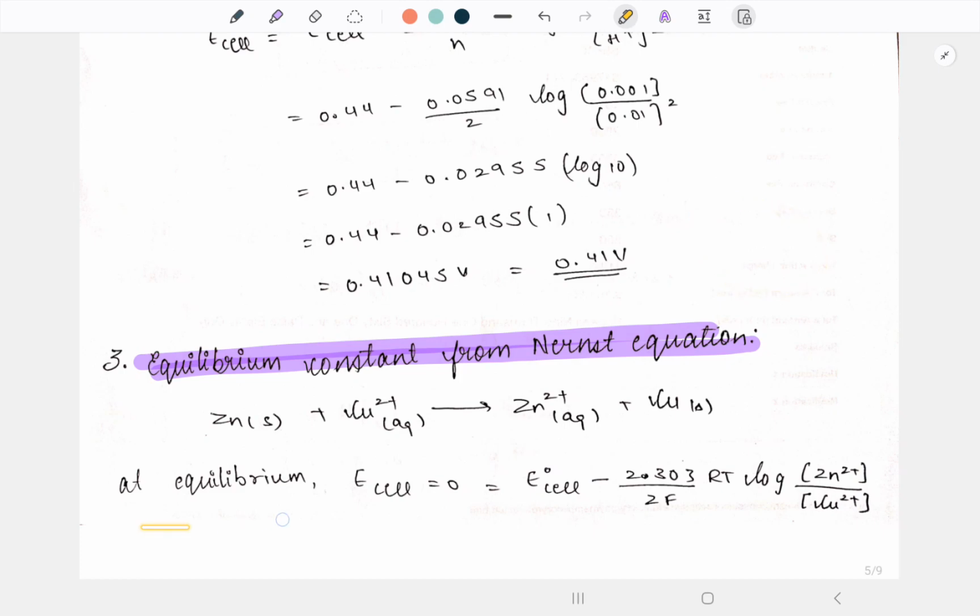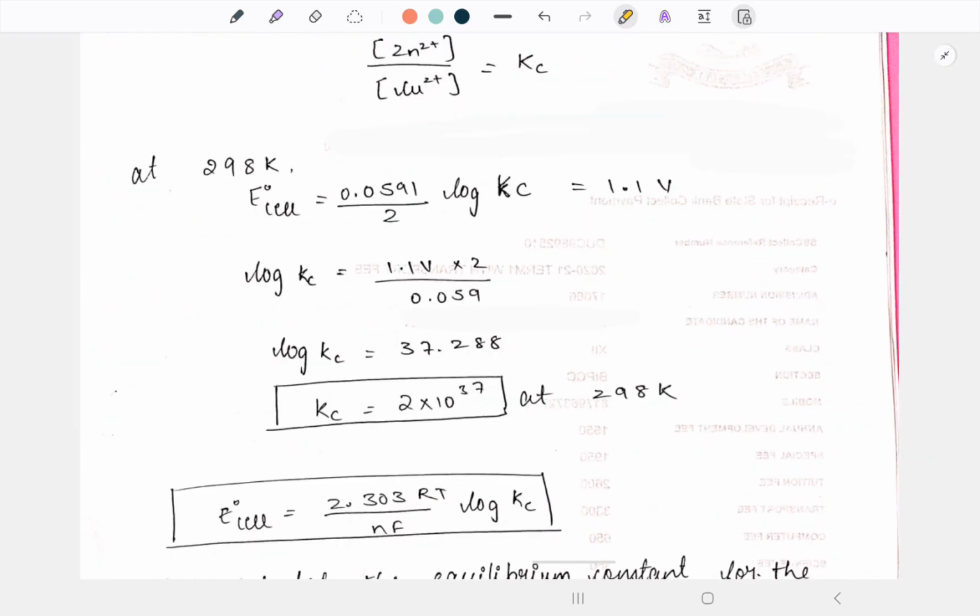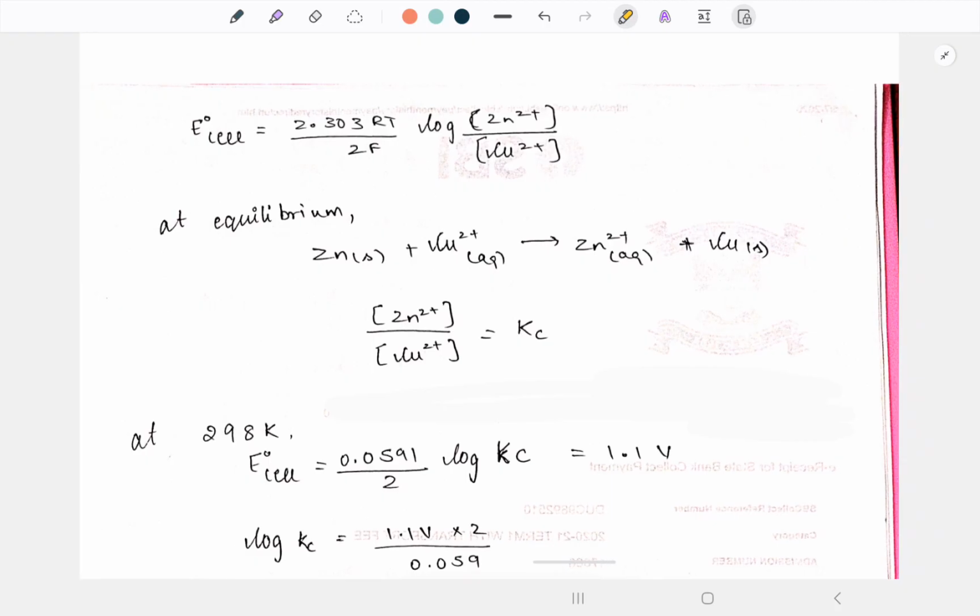So you can understand that at equilibrium the E cell is equal to 0, and so our Nernst equation can be equated to this, and when we bring the E0 cell to this side, we get the equation as follows. That is, E0 cell is equal to 2.303 RT by 2F log [Zn2+]/[Cu2+]. So at equilibrium we can say that [Zn2+]/[Cu2+] is equal to a constant, which is Kc.